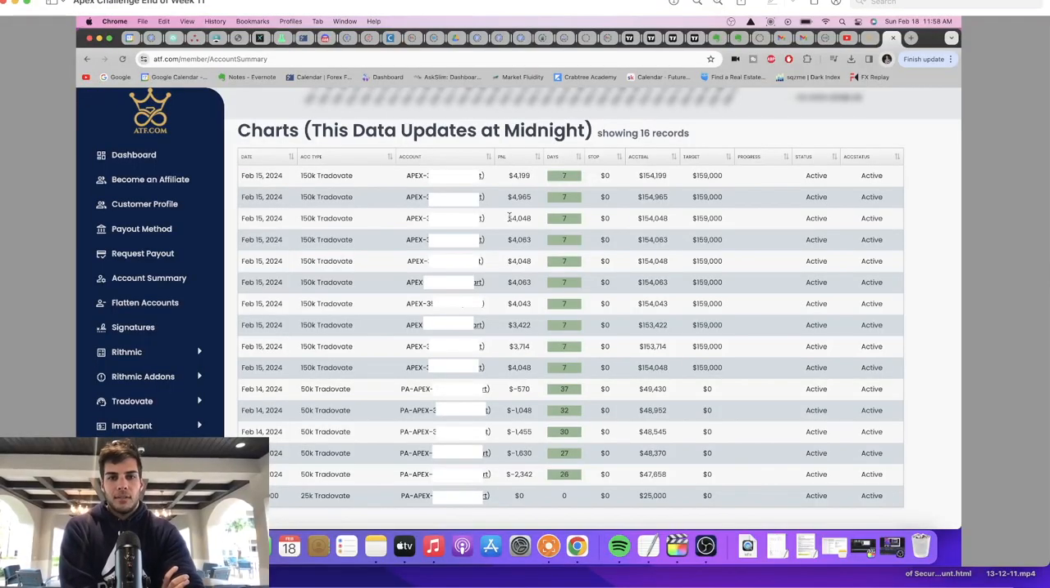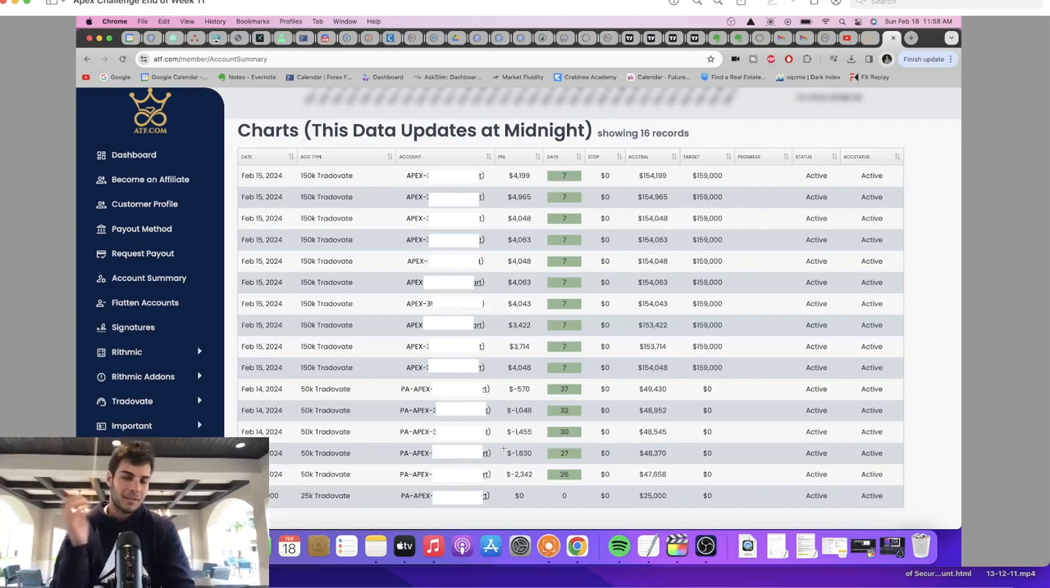Currently, we have 16 accounts. Top 10 are evals. Bottom 6 are PA accounts. As you can see, we have 50K PA accounts, right? We have five of those left. I paid the lifetime fee for those, so I'm not worried about those. They're sitting in drawdown. And if you didn't see my last video, I basically blew up most of the PAs.